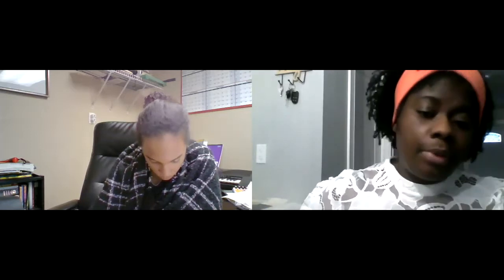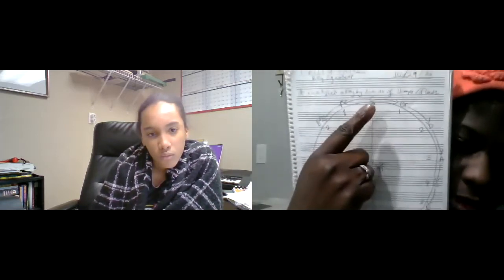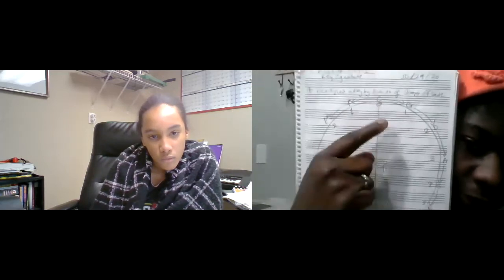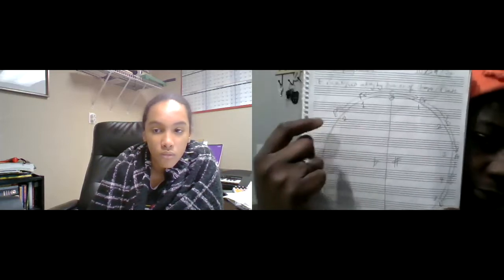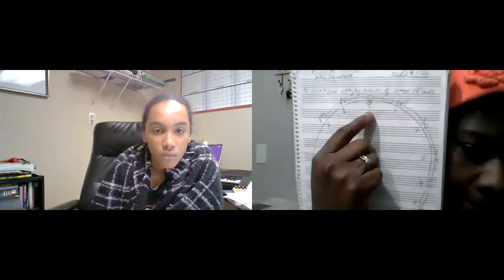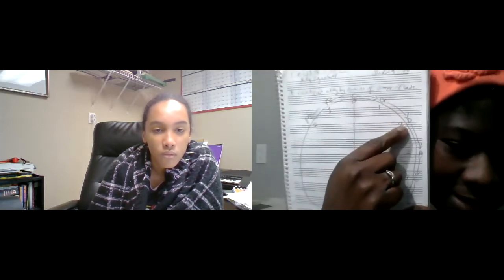C has no sharp or flat. C comes first. Next we have G. From C to G is a fifth, and that's going to be G. C to G is a fifth. G to D is a fifth. D to A is a fifth. A to E is a fifth. E to B is a fifth.